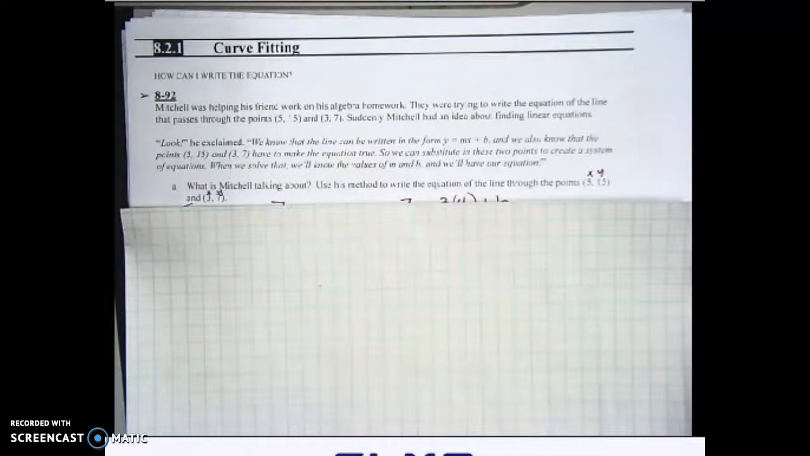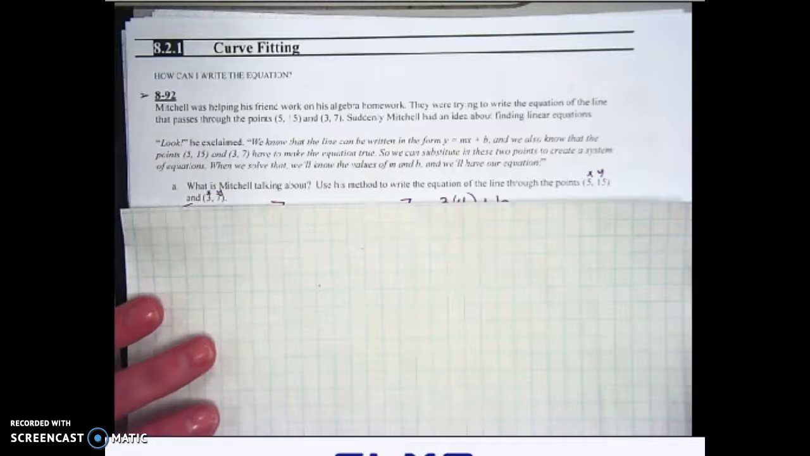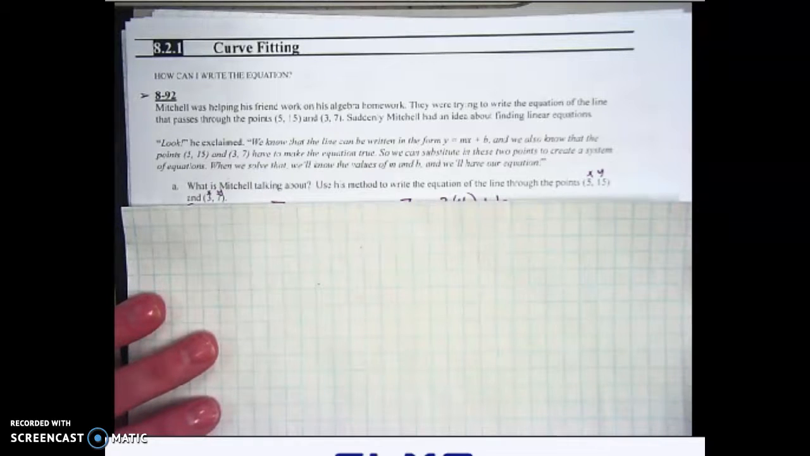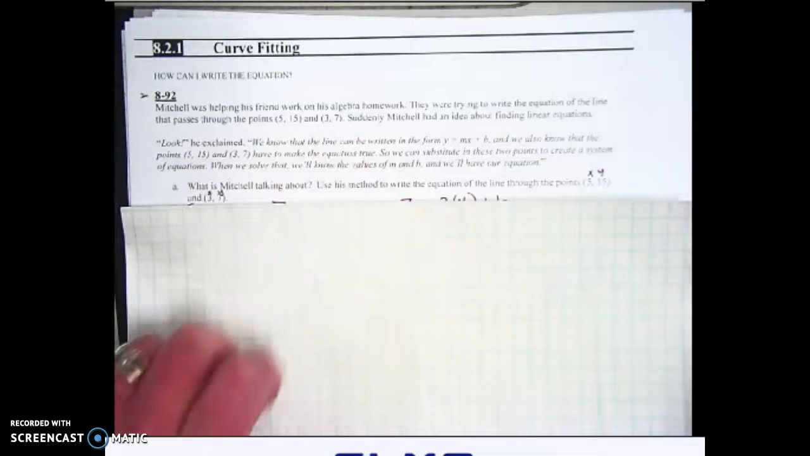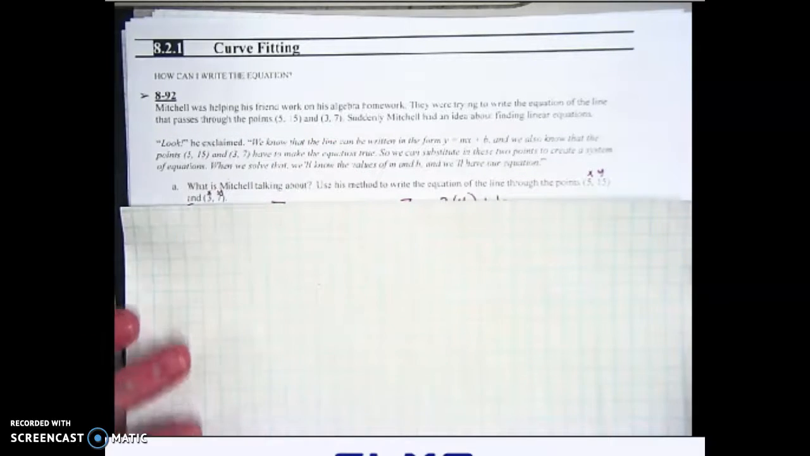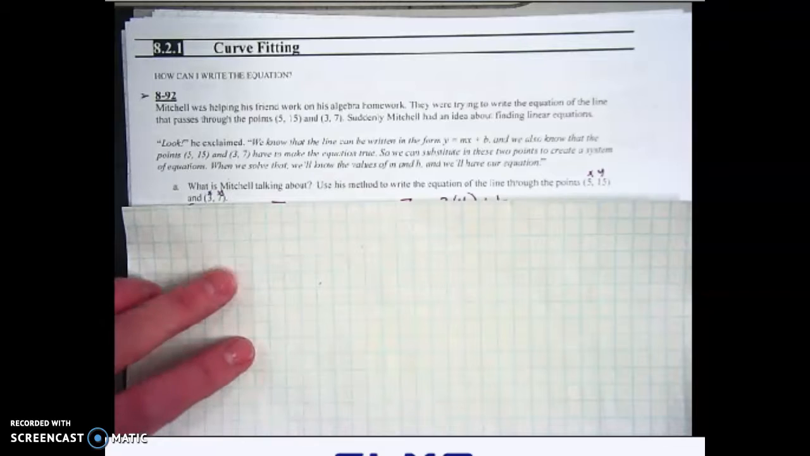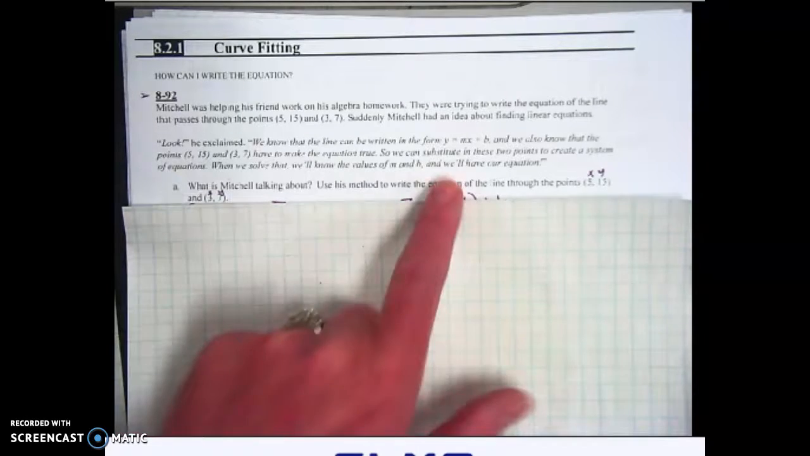Which is called curve fitting, and we're going to answer the question, how can I write the equation? So question 92 says, Mitchell was helping his friends work on his algebra homework. They were trying to write the equation of the line that passes through the points (5,15) and (3,7). Suddenly, Mitchell had an idea about finding linear equations. Look, he exclaimed. We know that the line can be written in the form y equals mx plus b.